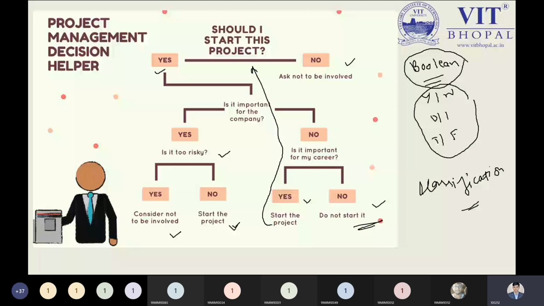If you are starting the project, then you will think as an employee of the company, if this project is important for the company, then I will opt. So first you will see should I start or not. You are choosing the option yes or no. If you're choosing yes, then you will have another question, that is a condition: is this project important for the company or not?